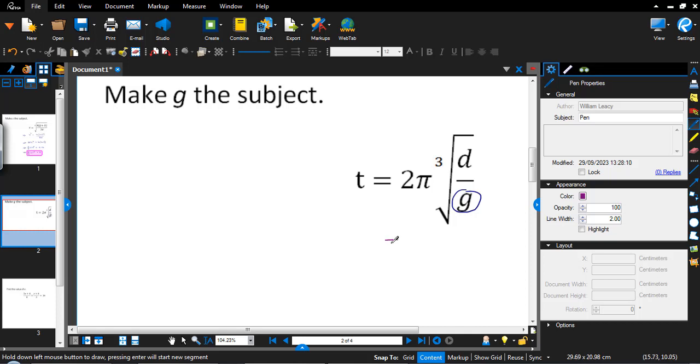A student actually gave me these 2 questions. She's in set 1 of the girls, not even in my class. Let's do it anyway. What's furthest from the G? The 2 pi. This is not pi cubed, this is the cube root, just to be clear. So let's get rid of 2 pi. We're multiplying it here, so we're going to divide both sides by 2 pi. So we get t over 2 pi equals the cubed root of d over g.